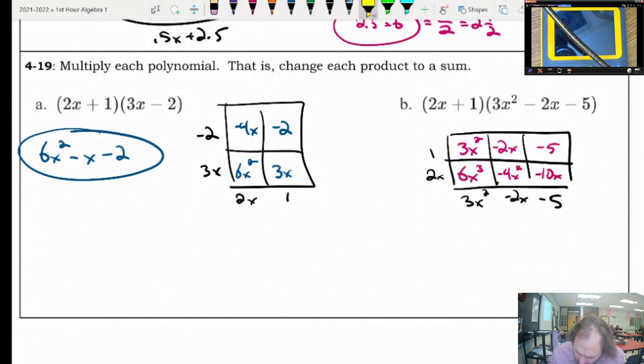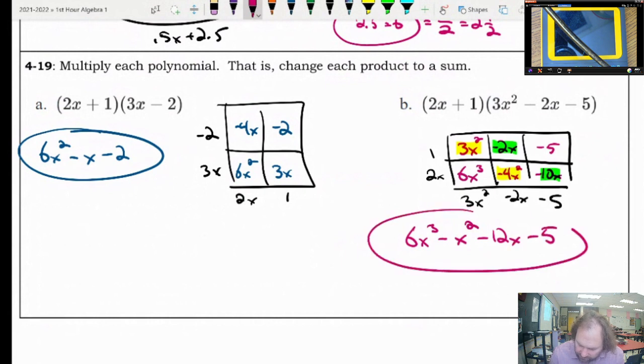Got a lot of like terms here. I see some x squareds going on. I see some regular x's going on. So when we put it all together, we're going to have 6x to the third out in front, minus 1x squared, minus 12x, those two work together, minus 5. And I believe that's the final answer there.